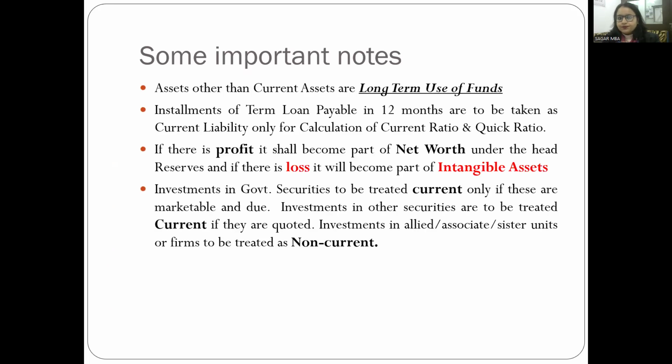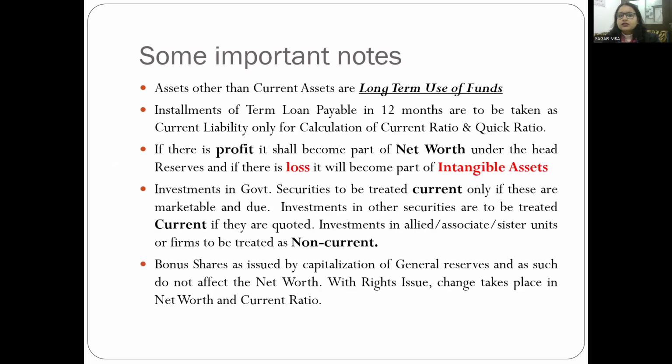Some important notes: assets other than current assets are a long-term use of funds. Installments of a term loan payable within 12 months are taken as a current liability, only for calculating the current ratio and the quick assets ratio. Profit becomes a part of the net worth under the head of reserves. If it is a loss, it becomes a part of intangible assets.